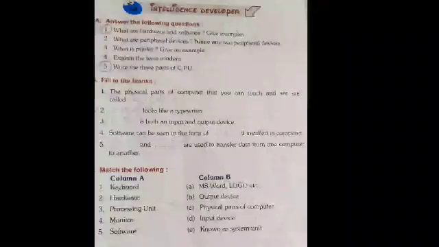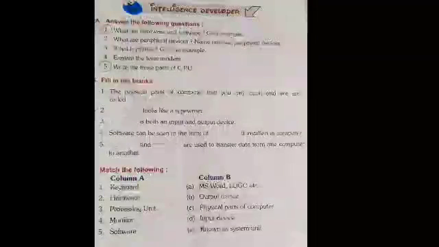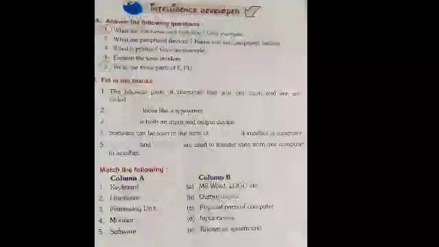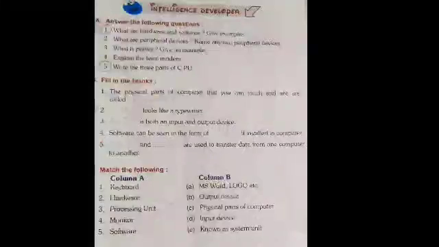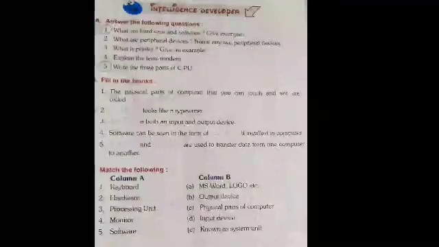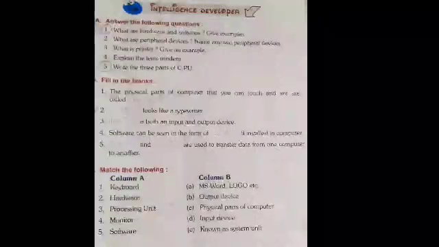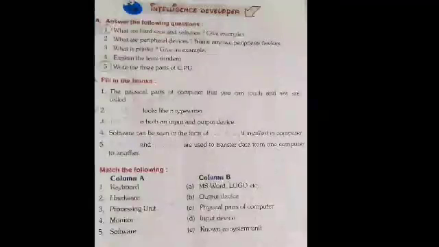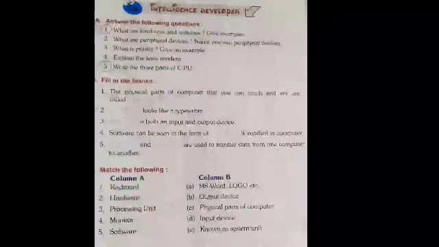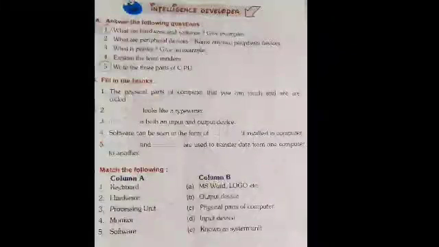Now we can discuss the answers to the following questions. What are hardware and software? Give examples. Hardware. Hardware is the physical part of the computer system that we can touch and see. Examples: monitor, keyboard. Then software. Software is the set of instructions or programs on which a computer works. Examples: system software and application software.